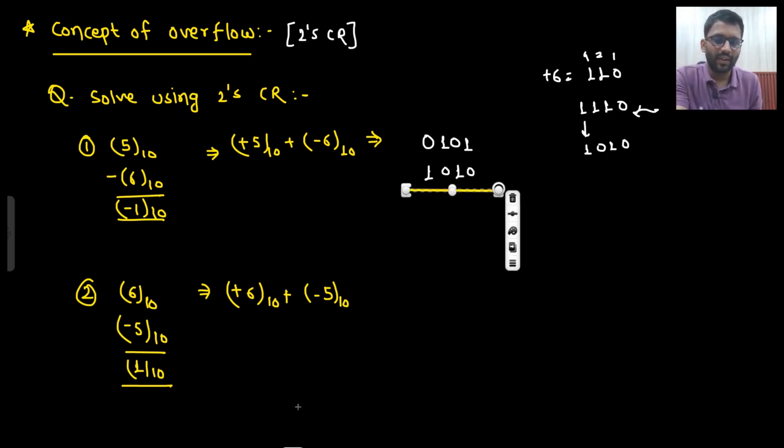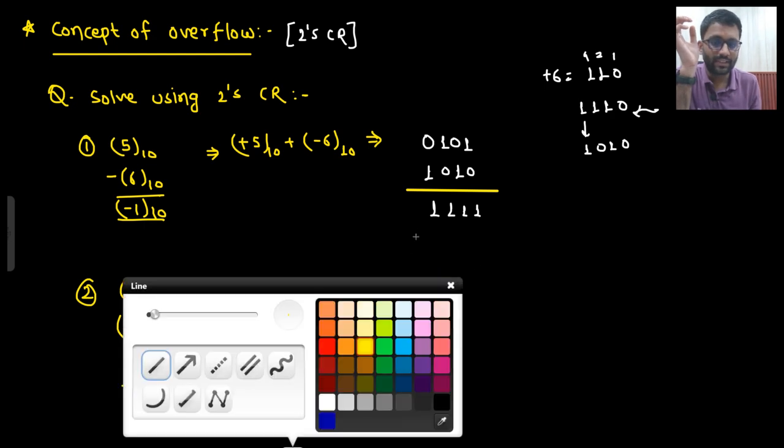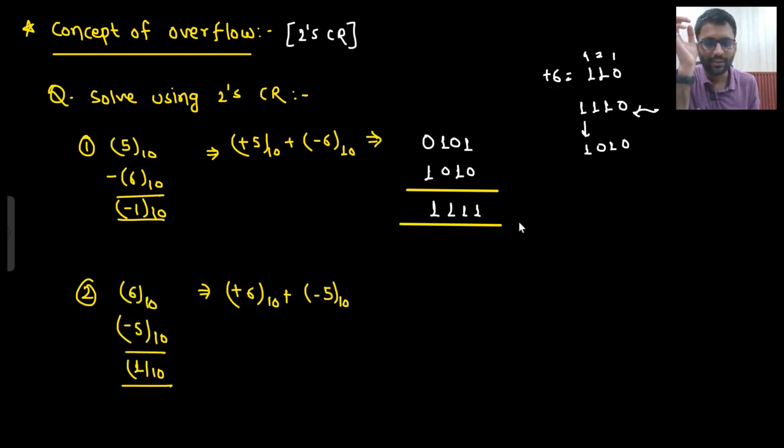Since I know the answer would be negative, 5 minus 6, the answer should be negative. So if the answer is negative, then carry should not be generated. Let's check if we are getting a carry. No, we are not getting any carry. So this is the answer we are getting. So this answer is in what? Certainly the answer will be in 2's complement representation.